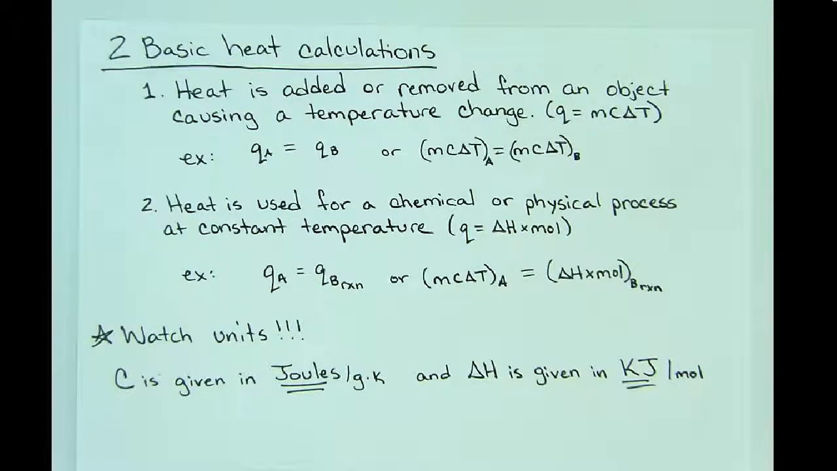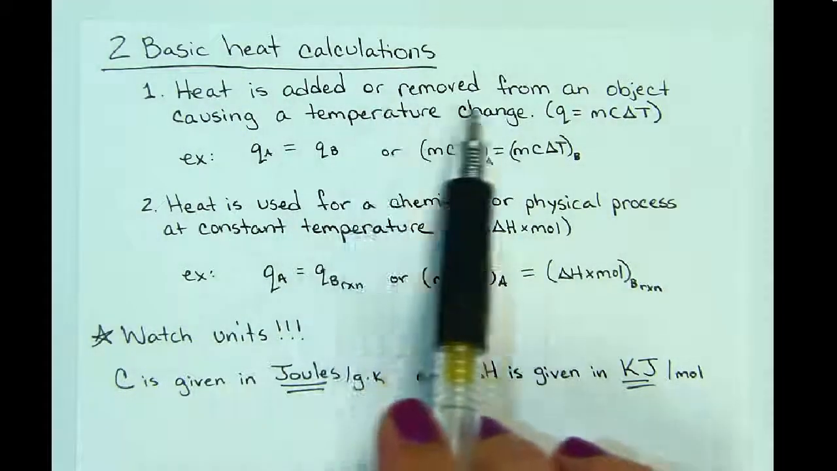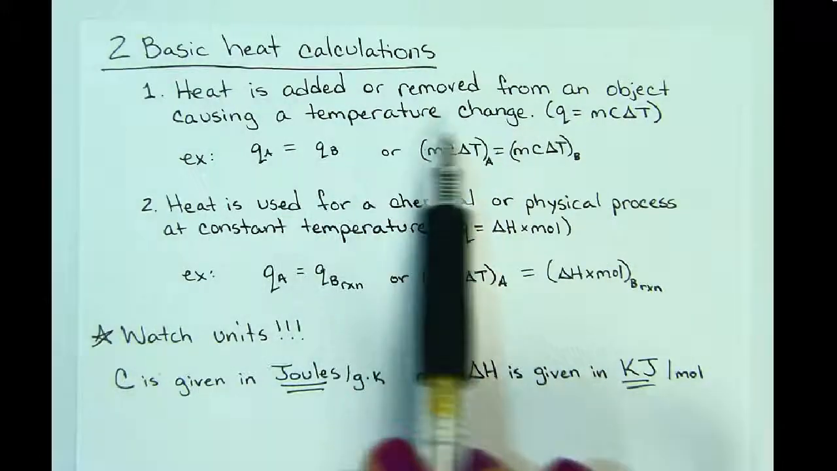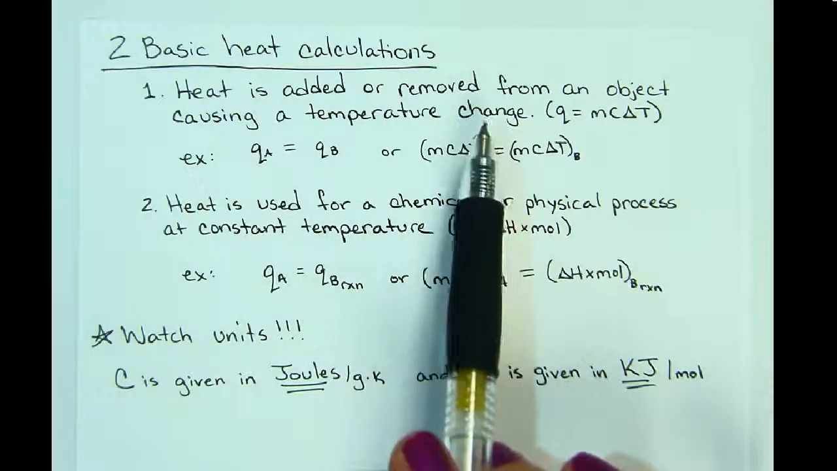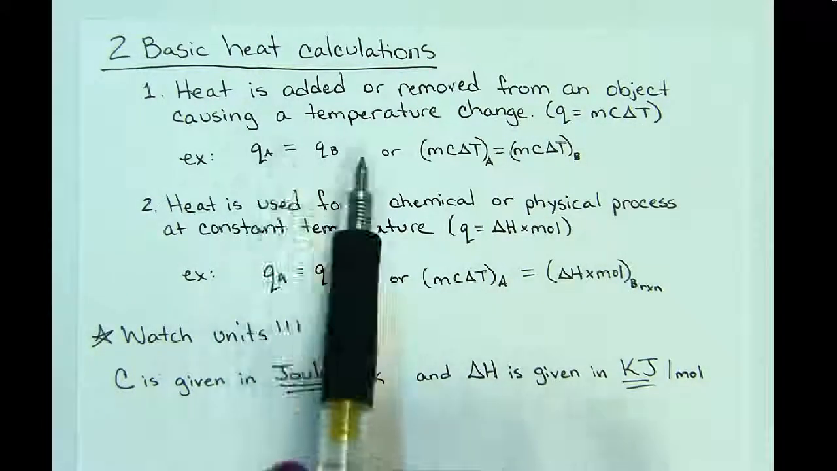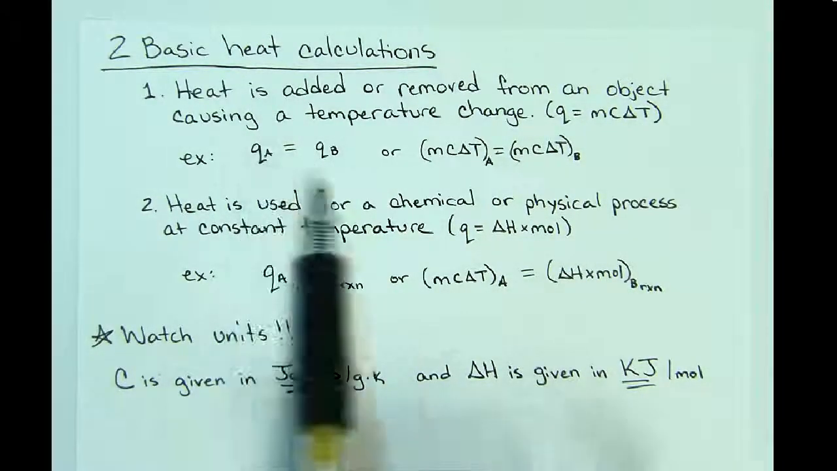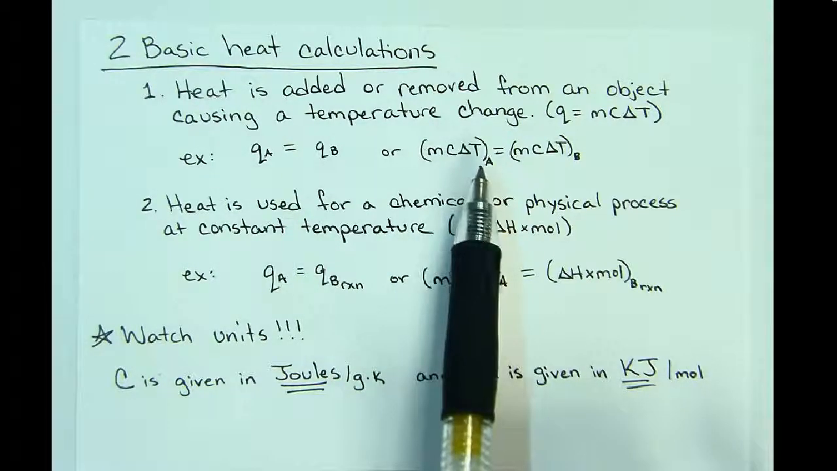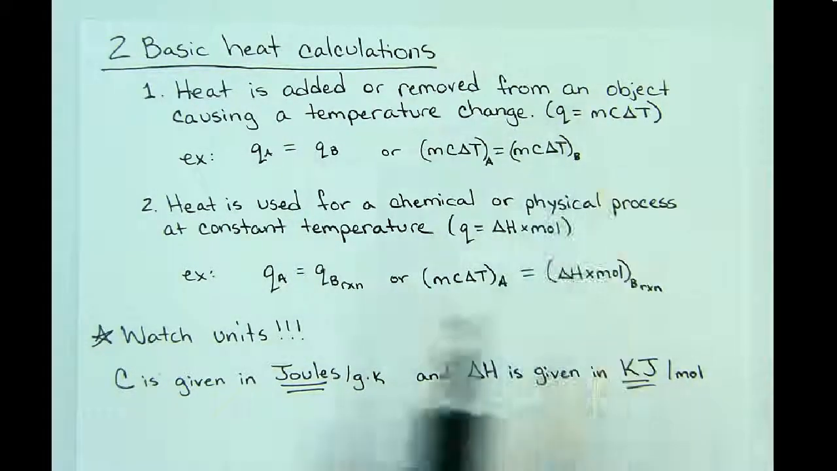There are 2 basic heat calculations. Heat is added or removed from an object causing a temperature change. Temperature change being the key, which means you use the Q equals MCΔT. If you have, say, 2 objects in thermal contact, then it's going to be the MCΔT of object A is equal to the MCΔT of object B.